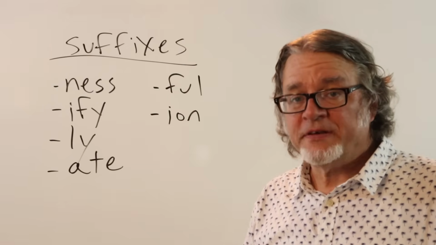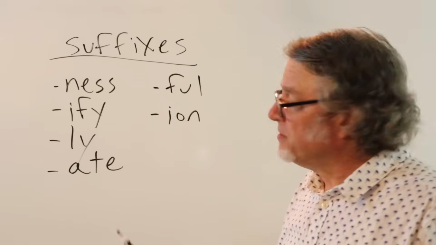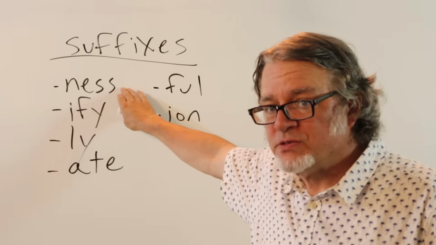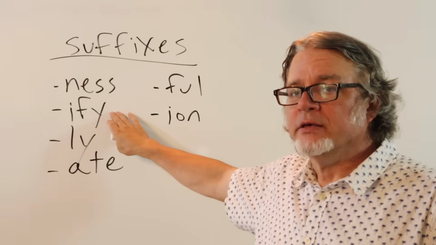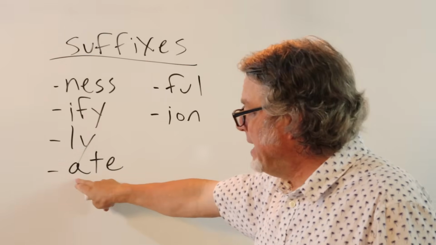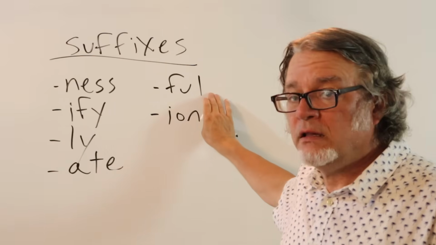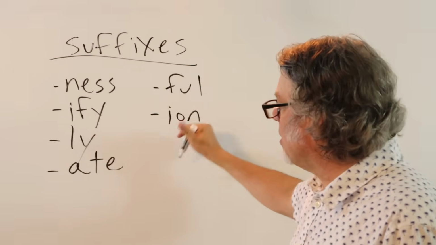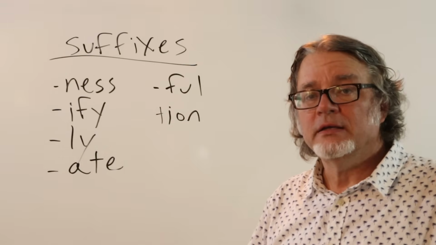There are many different suffixes for different parts of speech. In another lesson, I can go into this in more detail. But for now, some of the suffixes that you'll see in this lesson are the NESS suffix, which is often used for nouns. Iffy or ify is used with verbs. The ly ending is used to make adverbs. The ate ending is used to make verbs. The ful ending is used for adjectives. And this ion ending, often you'll see a T here before it. This is used when making nouns.